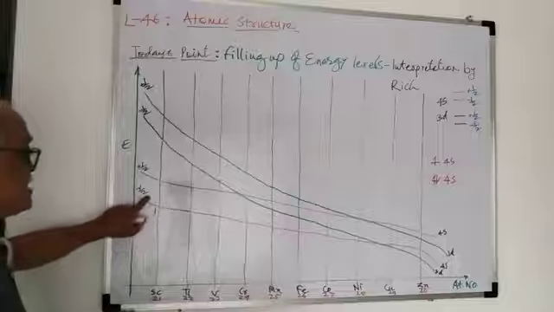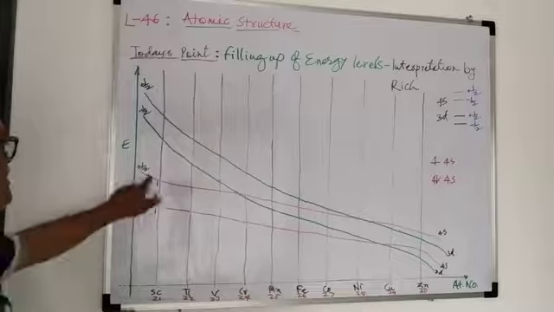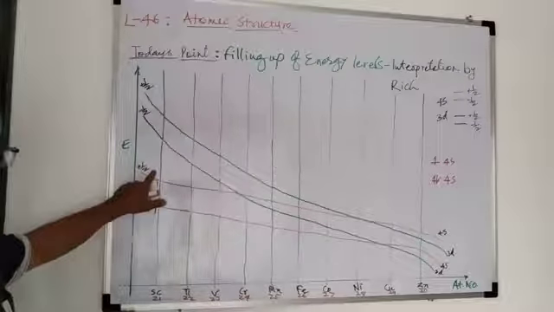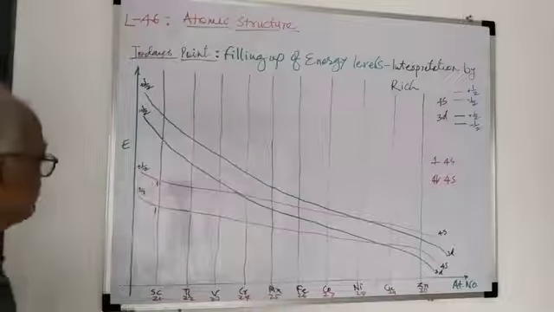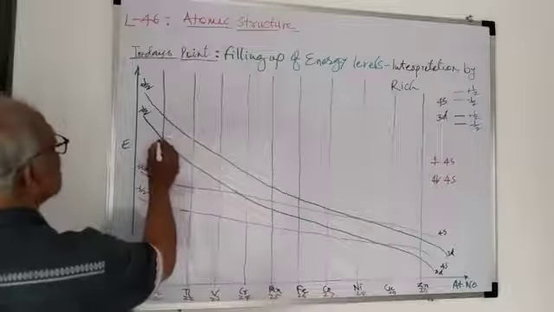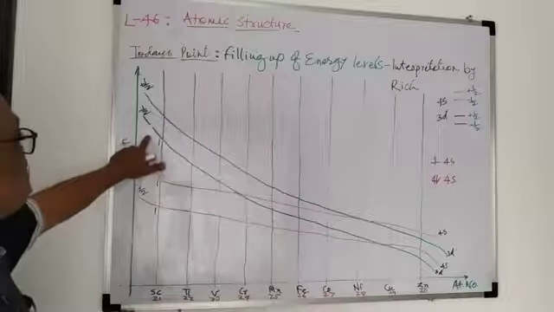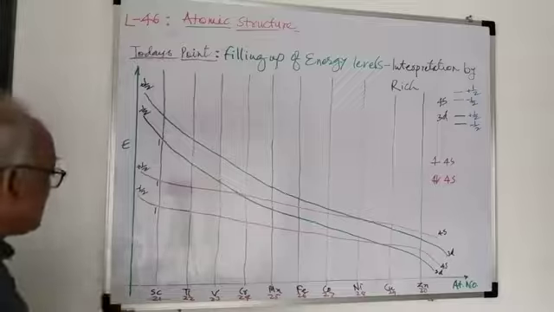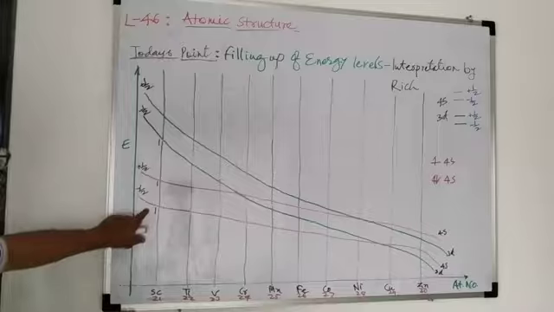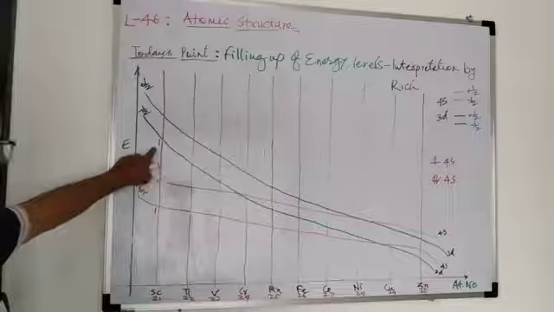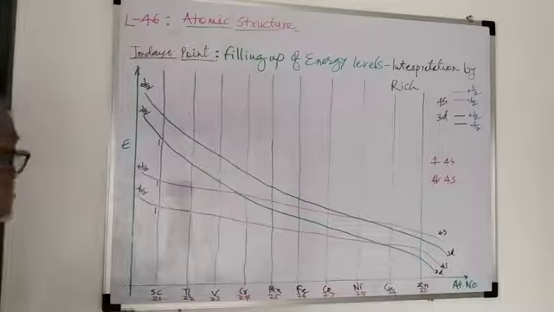Another electron is like this. So this electron has plus 1 half spin, meaning these two electrons are paired here. Again, in the d subshell, there is only one electron, with minus 1 half spin. So this is the electronic configuration of scandium, that is 4s2, 3d1. This plus 1 half spin level is higher in energy, so it is not filled.